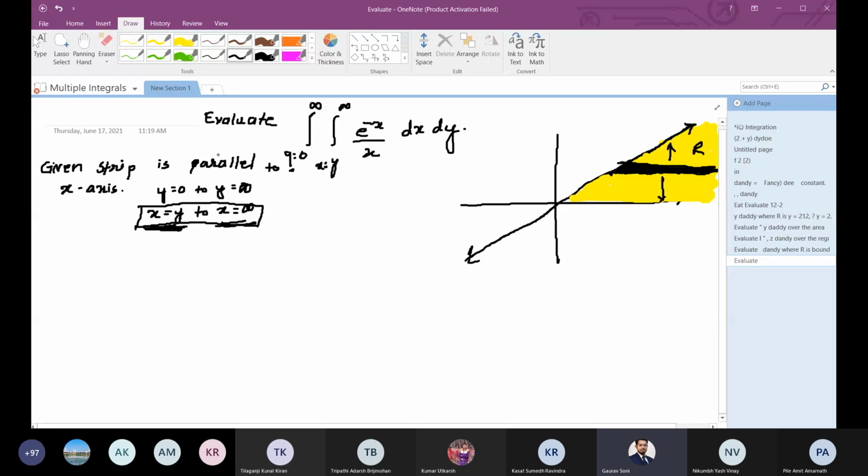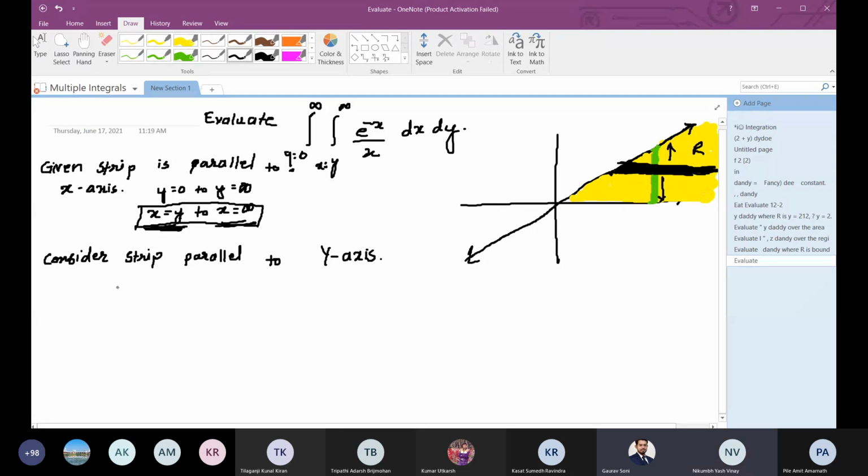So now we will change the orientation of the strip. As I had horizontal earlier, I'll consider a vertical strip. So consider the strip parallel to the y-axis. I'll consider a new strip, just parallel to the y-axis. The new strip I'm making is a green one. So this is the vertical strip.